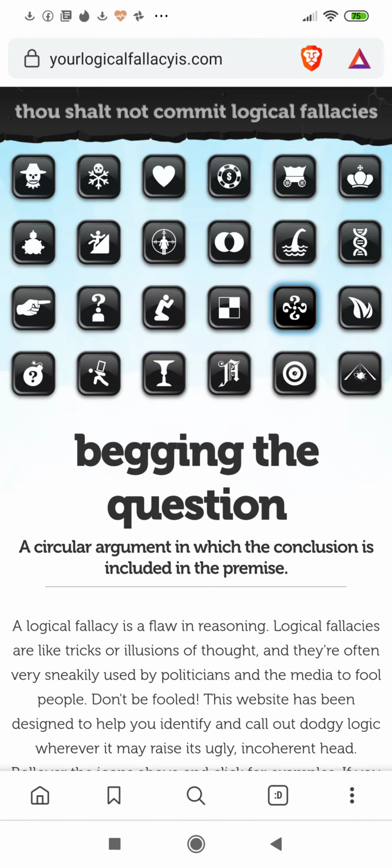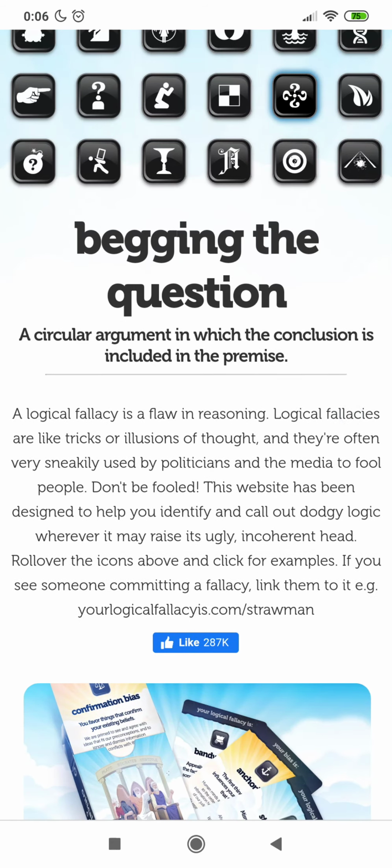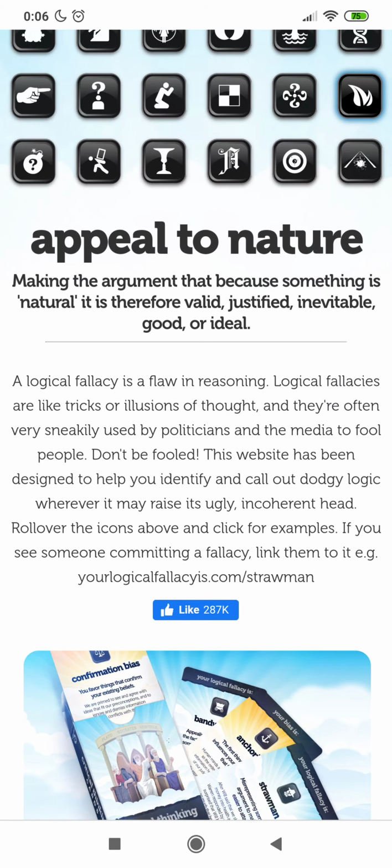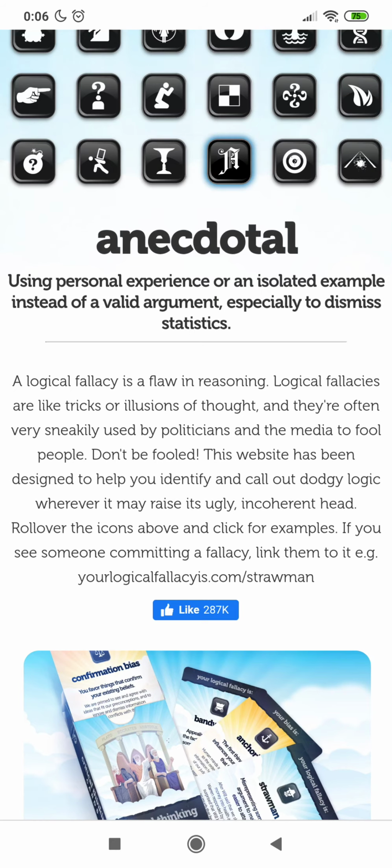A logical fallacy is a flaw in reasoning. Logical fallacies are like tricks or illusions of thought, and they are often very sneakily used by politicians and the media to fool people. Don't be fooled.